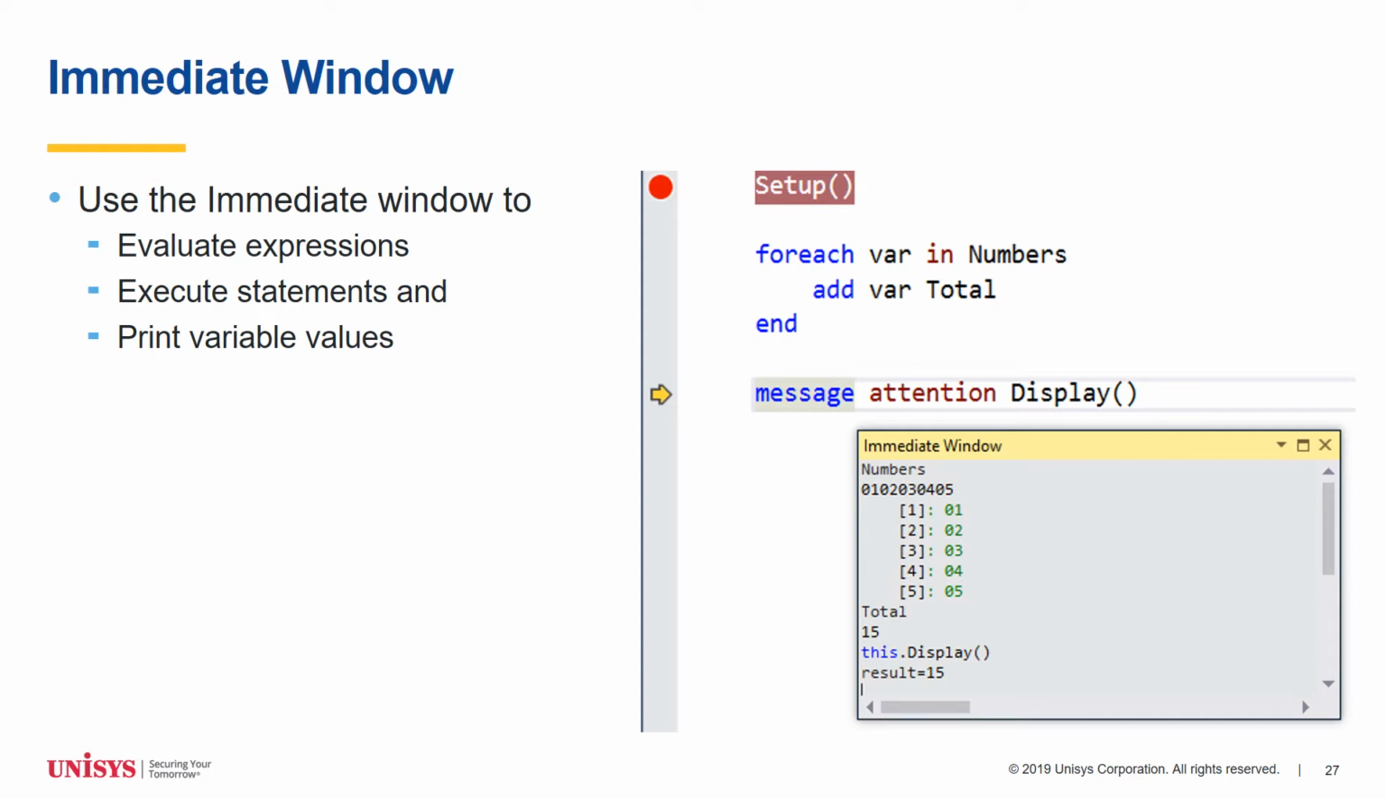A new window that's been implemented in AB Suite 7.0 is the Debugger Immediate window, a full-on editor that allows you to evaluate expressions on the fly, as well as executing statements and printing variables. As in this example, you can see that the numbers array has been printed as one long string, as well as displaying all of its cells.